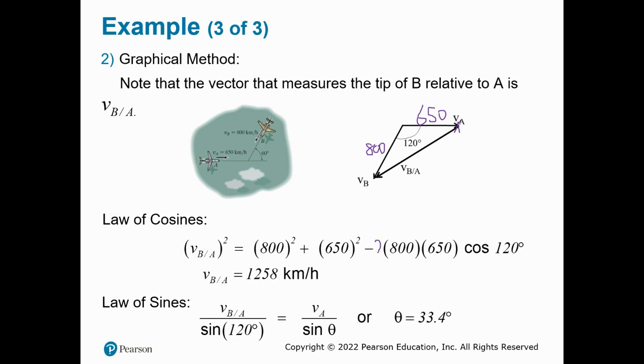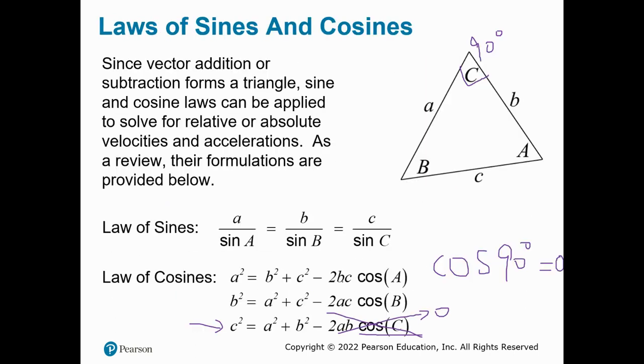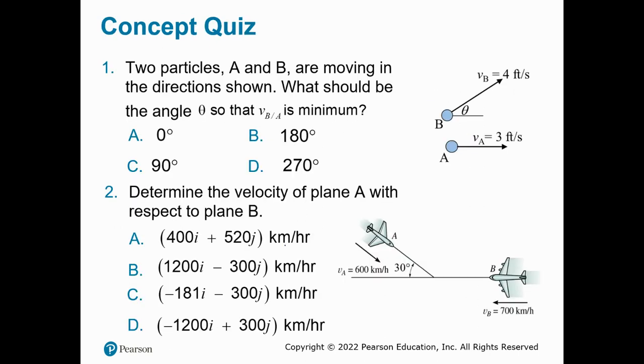I think there should be a 2 right here. It should be 2BC cosine A. So in other words, over here there should be a 2. Okay, so I just highlighted 2 times 800 times 650 and then cosine 120. That will give me the overall magnitude of VB slash A. And then we'll plug that into the law of sine. That will give me what angle theta would be, what angle that VB slash A, the velocity of B with respect to A, has. Okay, so we know the magnitude using the graphical method. We know the magnitude and the direction, using the graphical method together with the laws of cosine and sine.